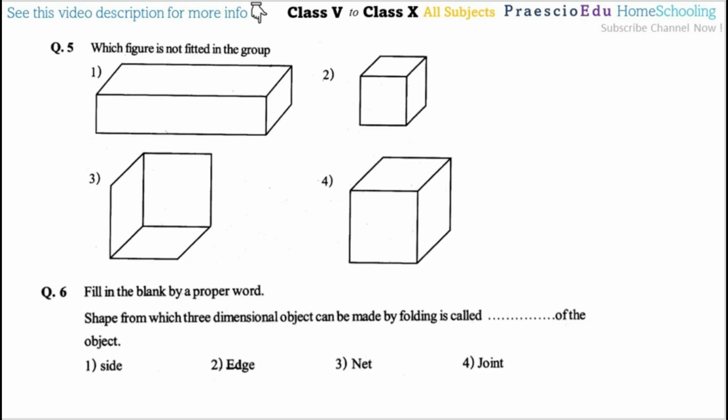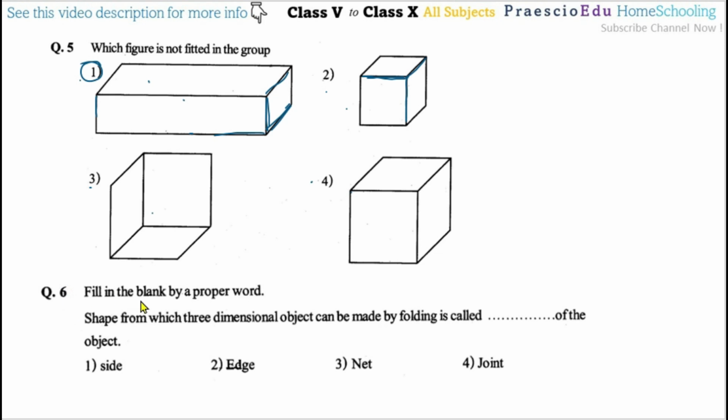Now question number 5, which figure does not fit in the group? If you observe options number 3, 4 and 2, all have square surfaces, but option number 1 is rectangular, like a cuboid shape. This is a cube and this is a cube, but this is a cuboid because one side is rectangular, even another is also rectangular. This side and this side all have different dimensions. But for a cube, all three dimensions are the same. So option number 1 is the different one.